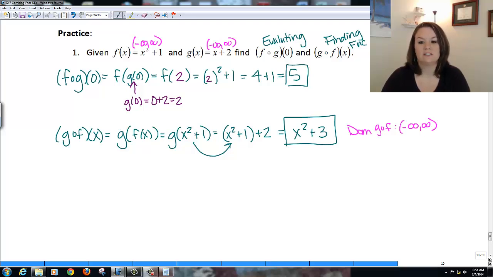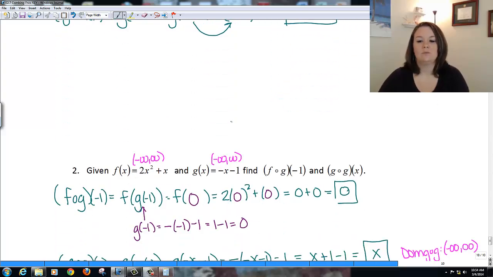My f function is x squared plus 1, so that's what I'm plugging into g. My g function says to do my input plus 2. Here my input is x squared plus 1. I can drop my parentheses, combine like terms, which gives me x squared plus 3. Since the domain of both of these functions was all real numbers, when I combine them, since I didn't get anything funky like a variable denominator or an even root, my domain is still all real numbers, negative infinity to infinity.